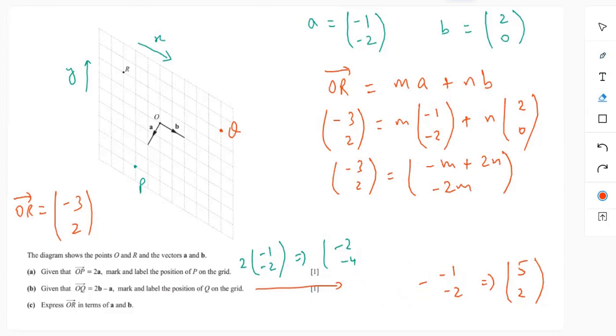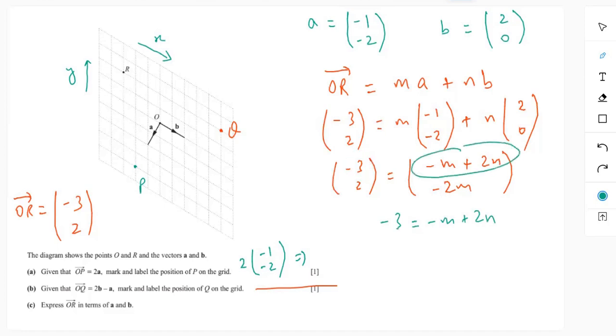अब यहाँ से what you get is, you basically get two things, two equations. So you get minus 3 equal to minus m plus 2n. ठीक है, क्योंकि ऊपर वाला कंपोनेंट x कंपोनेंट इस x कंपोनेंट के इक्वल हो गया. इस तरह से ये 2 है, this should be equal to minus 2m. So 2 is equal to minus 2m.